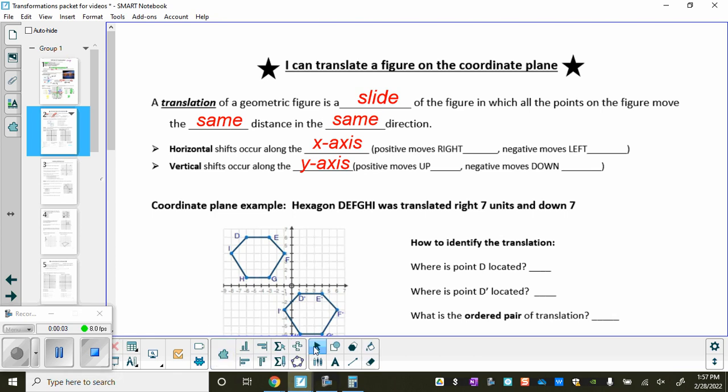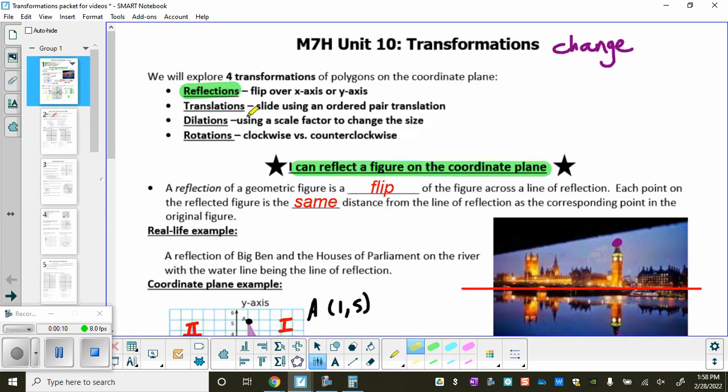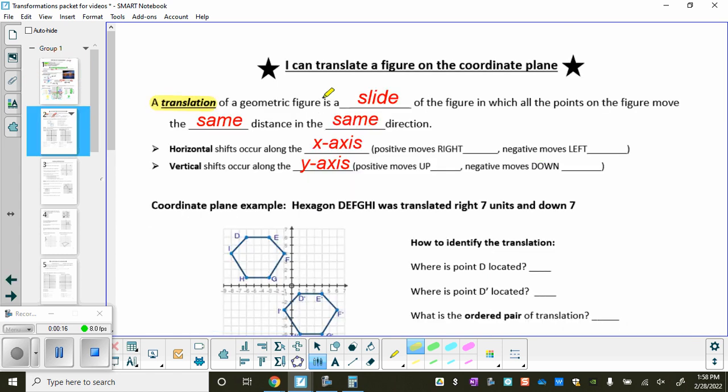All right, so the second of our 4 major transformations is something called a translation. Friendly reminder that we've already covered a reflection, so now we're working on the second one here, which is a translation. So I can translate a figure on the coordinate plane. Now a translation is really simple, y'all. We're just going to be sliding the figure, and every point is going to move the same distance in the same direction, okay?